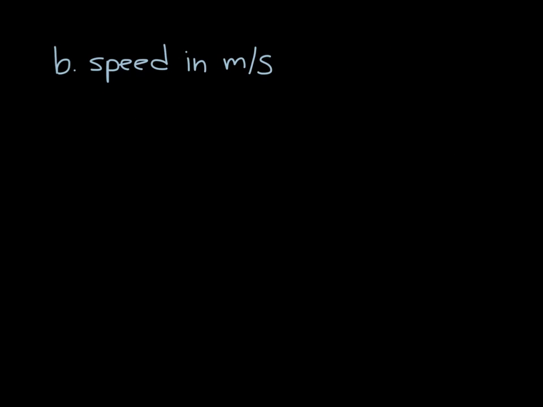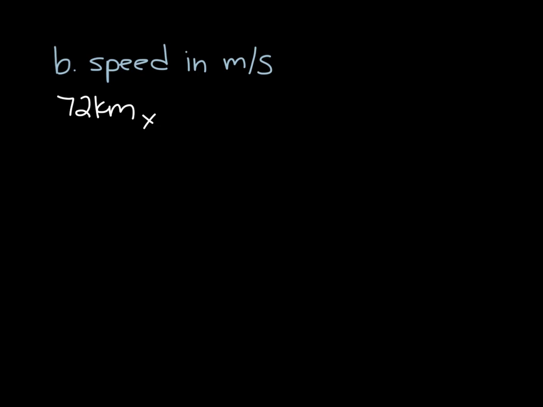Part B of this example asks for the speed for the same trip, but in meters per second. So this is where the conversions that we learned in Unit 1 can help us out. Okay, so let's start with our distance. We had 72 kilometers as our distance, but we're trying to convert that to meters.